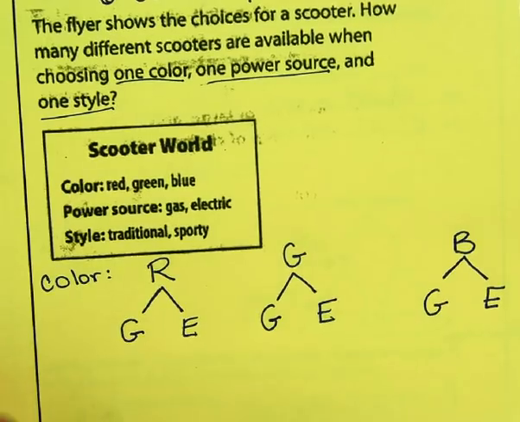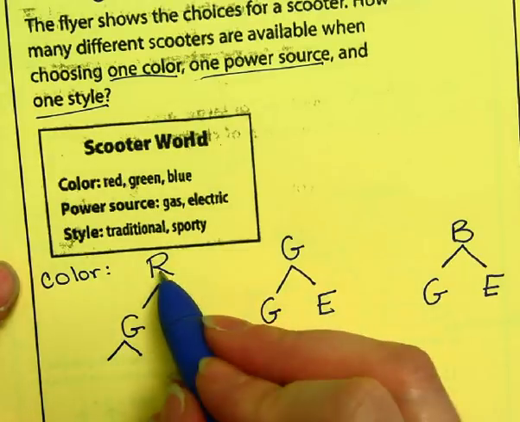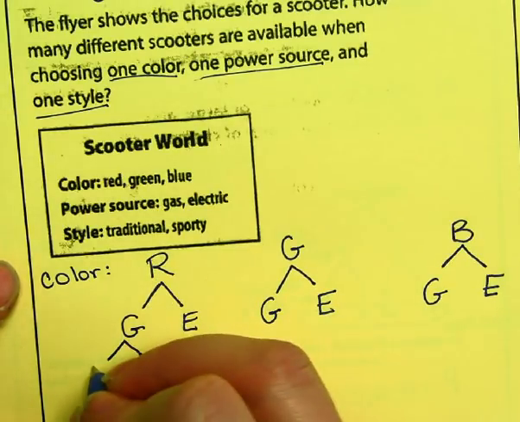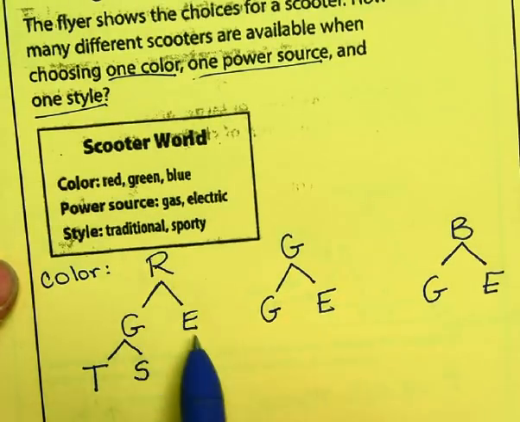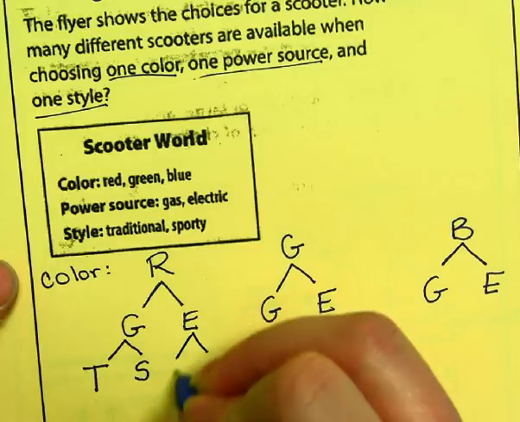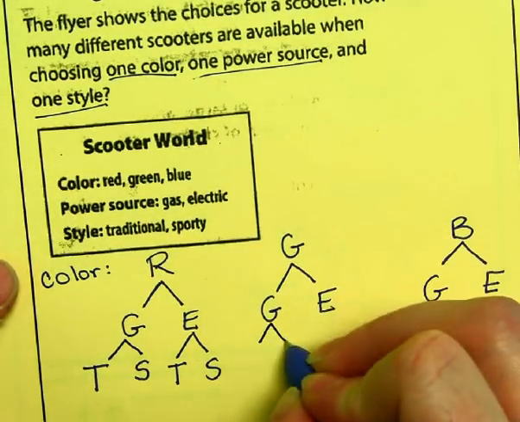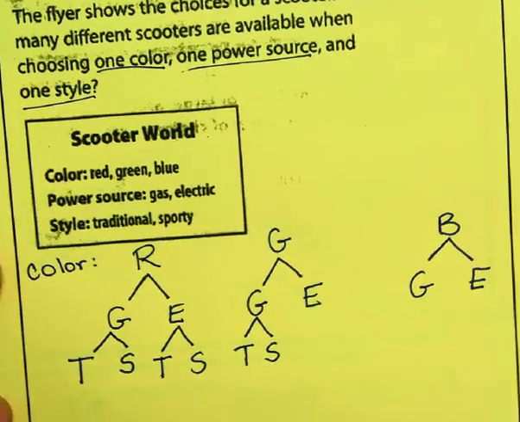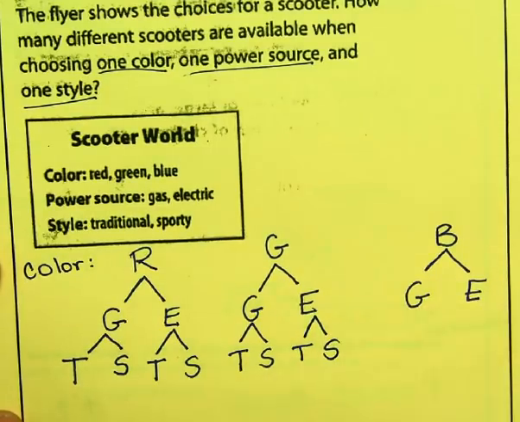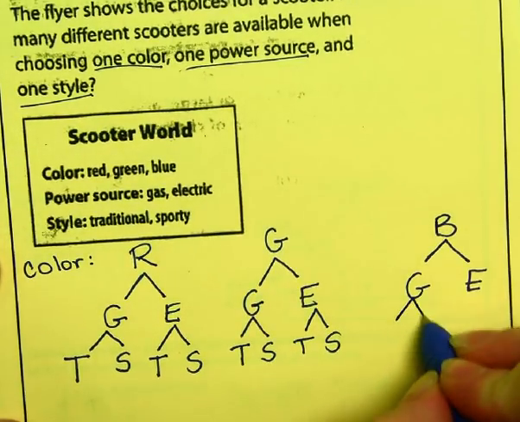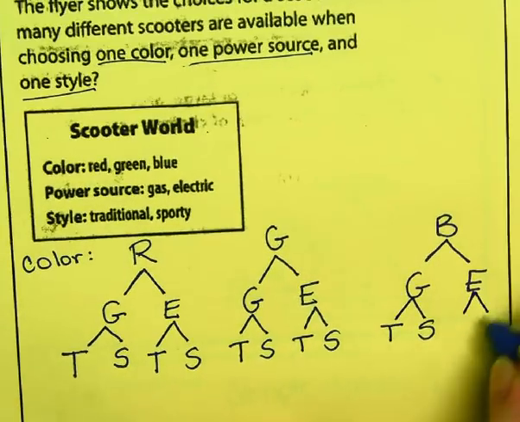Then my last choice is traditional or sporty. So here, if I go red, gas, then I still have traditional or sporty. If I go red, electric, traditional, sporty. Green, gas, traditional, sporty. Green, electric, traditional, sporty. Blue, gas, traditional, sporty. Blue, electric, traditional, sporty.